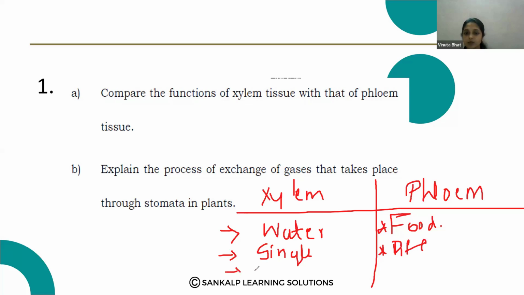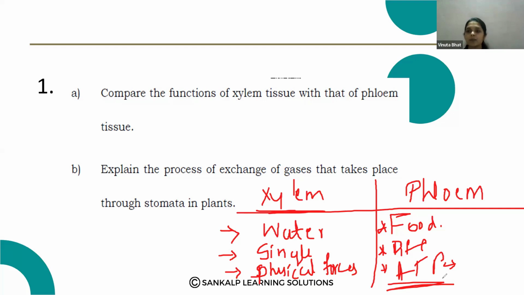Here, xylem uses the simple physical forces to transport the water to the leaves of the plant. Simple physical forces are used to push the water towards the leaves, but phloem, for the transportation of the food material, uses the energy from the ATP. So like this, you should write the differences between the xylem and the phloem. Next question.